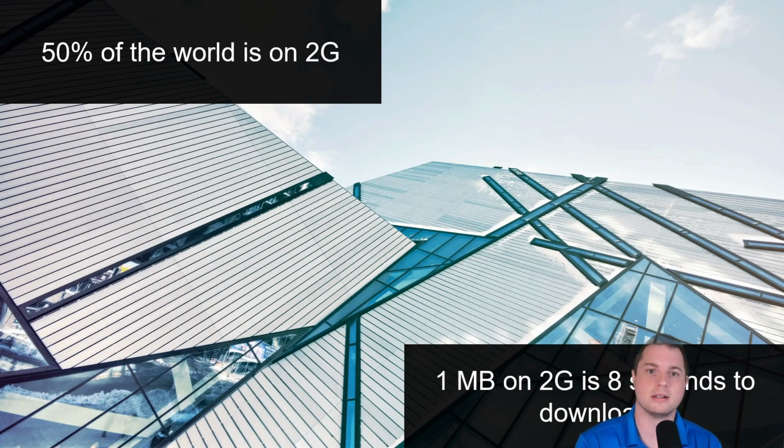50% of the world is still on 2G. This is a problem if you are trying to address emerging markets, because these people are going to have things like feature phones. A premium experience for them is going to be something like a Pixel 2, let alone a feature phone. Just to highlight what this means, 1 megabyte on 2G is 8 seconds. That is a massive amount of time.